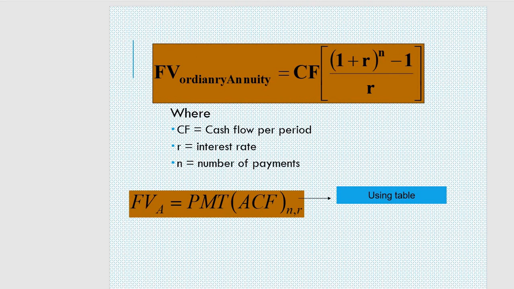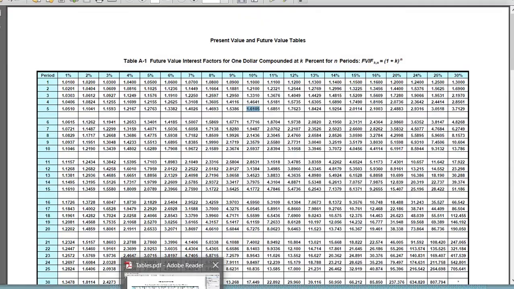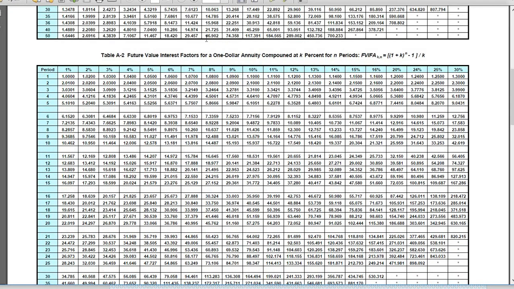Okay? Now let's check in our tables. In our tables there, we've got present value tables. Let's check. We've got the future value interest factor of an annuity. Now that is what we are talking about. Future value interest factor of an annuity. Now that's the formula similar to the one we have in our slides there.